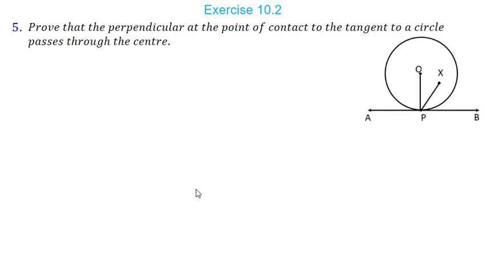The fifth problem is to prove that the perpendicular at the point of contact to the tangent to a circle passes through the center. So in this case we have to prove that if AB is a tangent and I draw a perpendicular at point P, then this perpendicular will pass through the center O. This we have to prove.